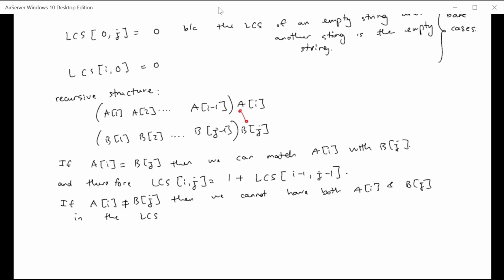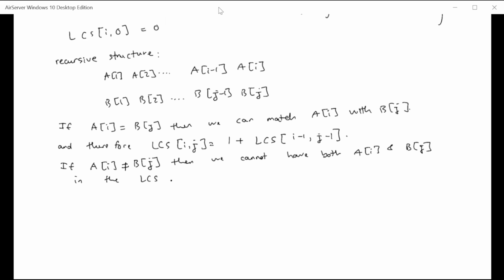So in that case, we have to either omit AI or BJ, right? So the longest common subsequence must either omit AI or it must omit BJ. So in that case, we will have LCS(I, J) equal to, so we have two cases.